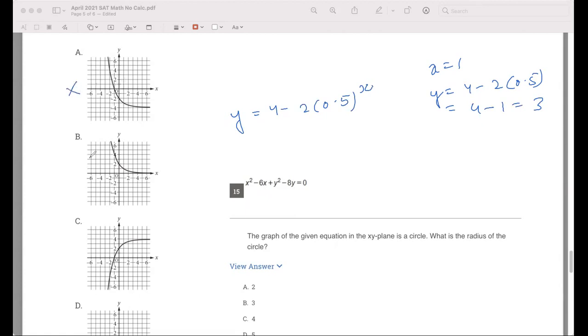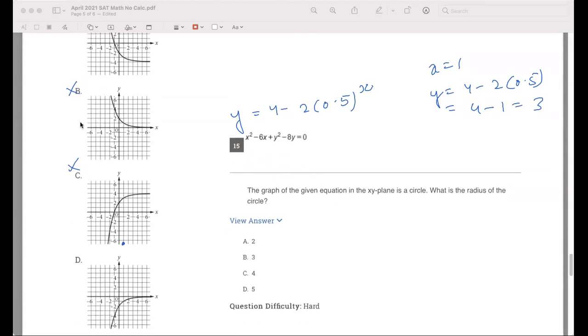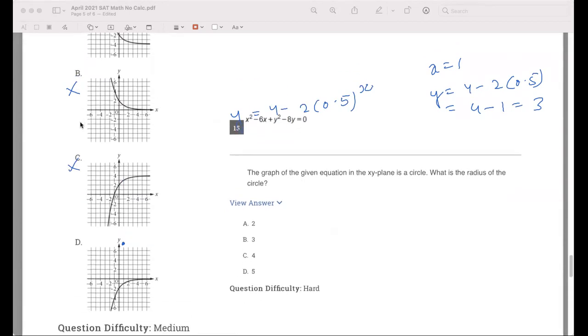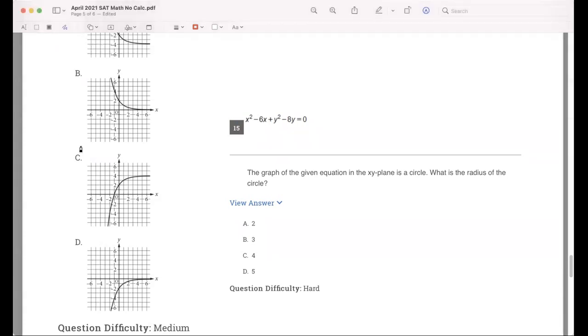So it can't be A, it can't be B, yeah, it can be C, and let's look at the next one, and it can't be D, because at x equal to 1 it's not that. So the only equation where when x is 1, y is 3 is option C, and so that's going to be my right answer. Okay, so that's C.